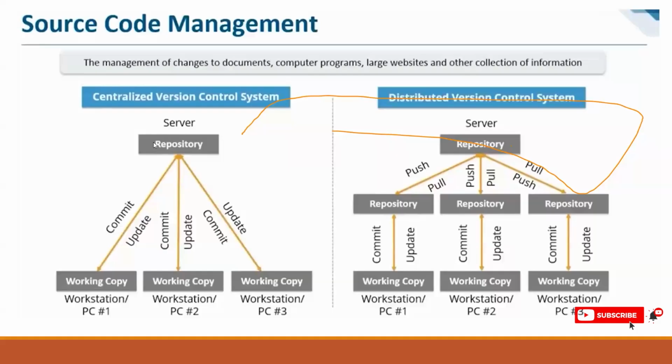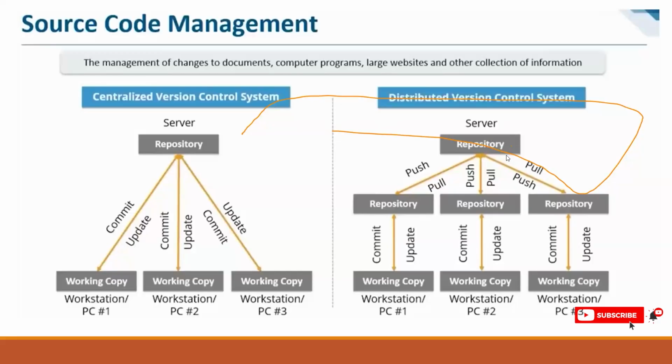In the centralized version control system, there is only one server, one remote server, and the working copy. In your local, you commit the code from your local to the server. If something goes wrong on the server, the code will be lost. So that's the reason the distributed version control system came.